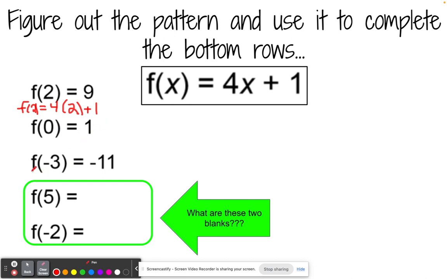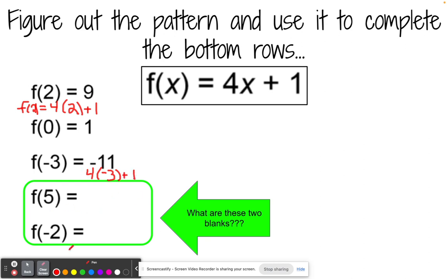f of negative 3, I would put in 4 times negative 3, because I just substitute negative 3 for x. That is negative 12, plus 1 would give me negative 11.